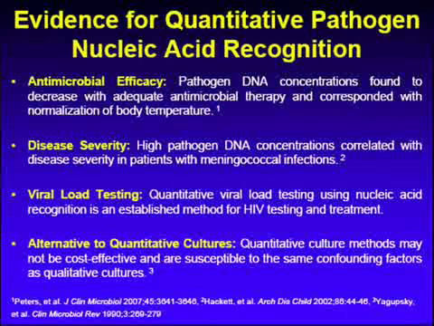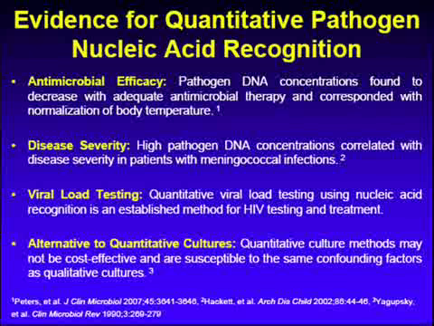The evidence for quantitative pathogen recognition is as follows. For antimicrobial efficacy, pathogen DNA concentrations were found to decrease with adequate antimicrobial therapy, and this also corresponds with normalization of body temperature in a recent paper by Peters et al. Quantitative pathogen nucleic acid recognition can also determine disease severity. It is found that high pathogen DNA concentrations correlate with disease severity in patients with meningococcal infections. All these concepts are very analogous to viral load testing. It's been used a great deal for human immunodeficiency virus testing and treatment.